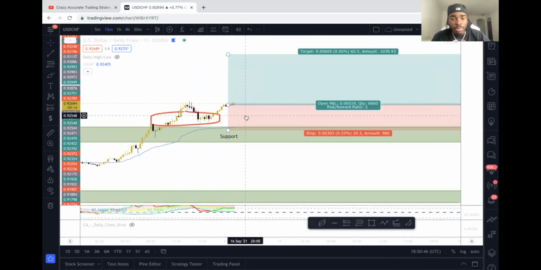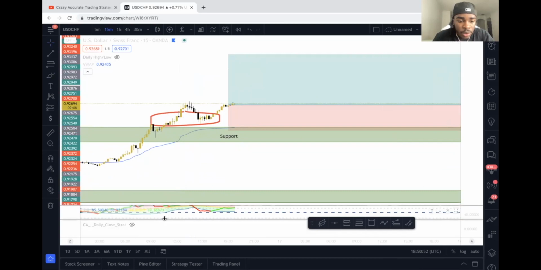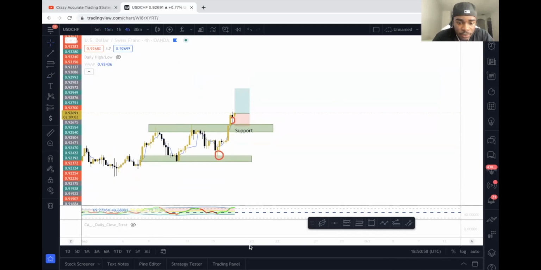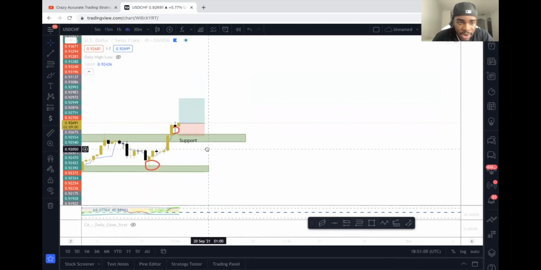As you guys can see, I didn't get a perfect entry right here. I entered in a little late, but I put my stop loss in my buy area where the wick was at. As you guys can see on the 4-hour, my stop loss is below the wick on the 4-hour time frame.